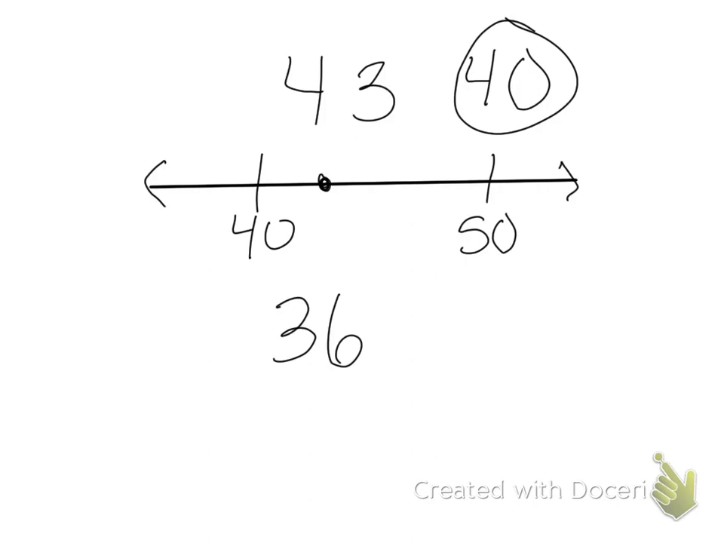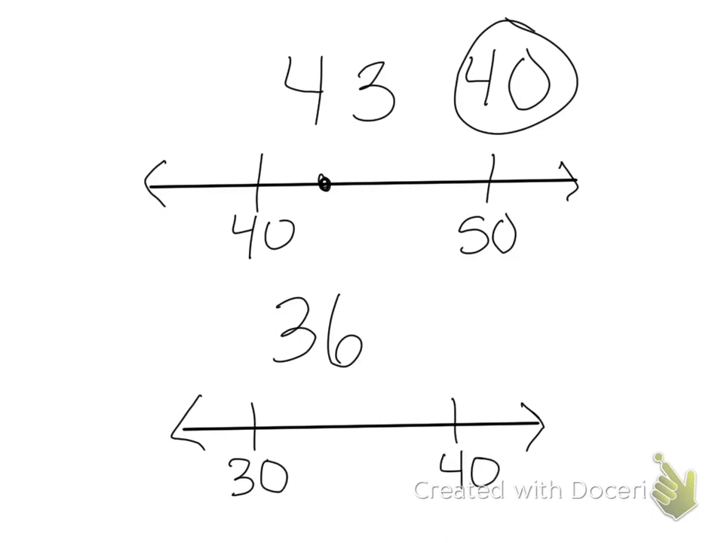All right. So what about 36? So 36, on my number line, is in between the numbers 30 and 40. Okay. Now I know the number right in between is 35. So 36 is more than 35. It goes right about here. So that means I would round this up to 40.